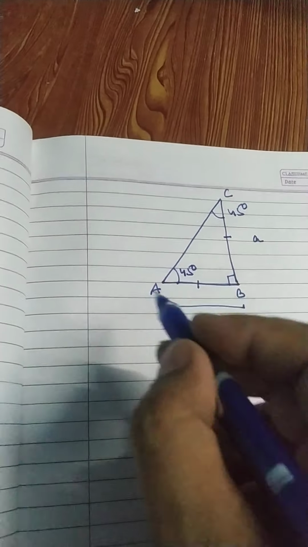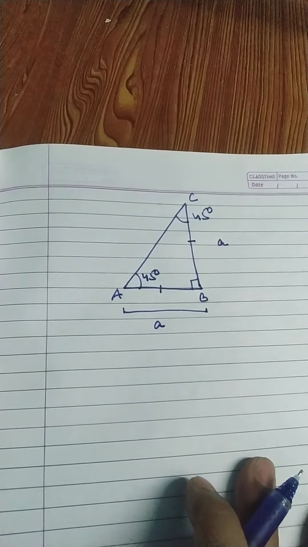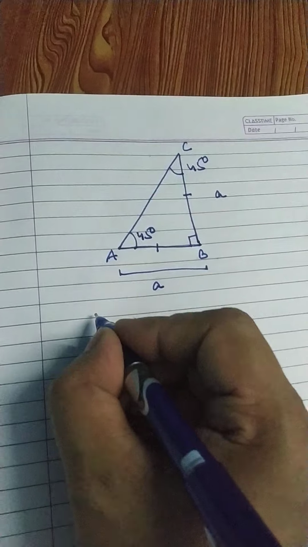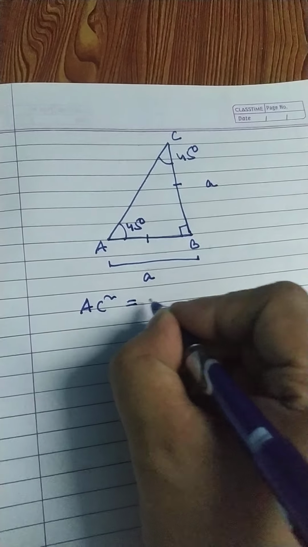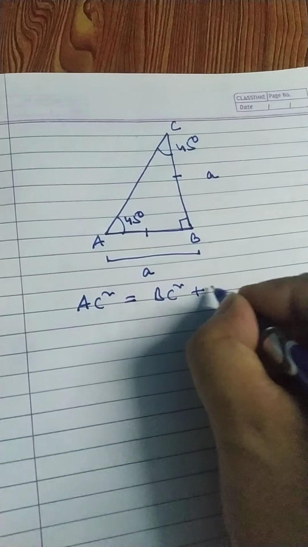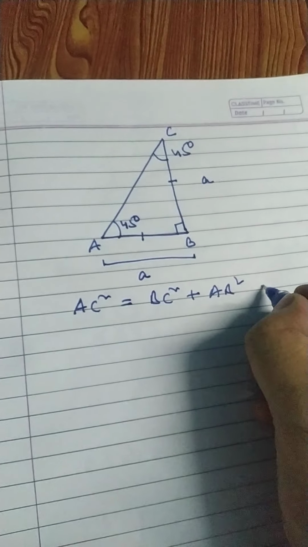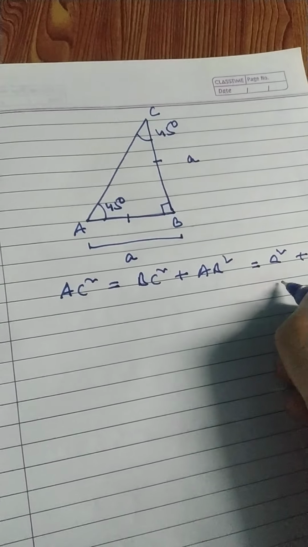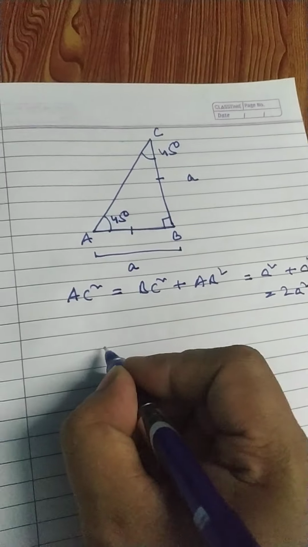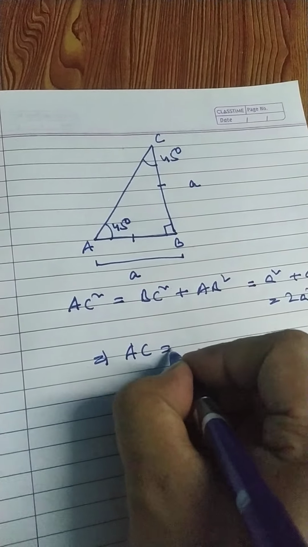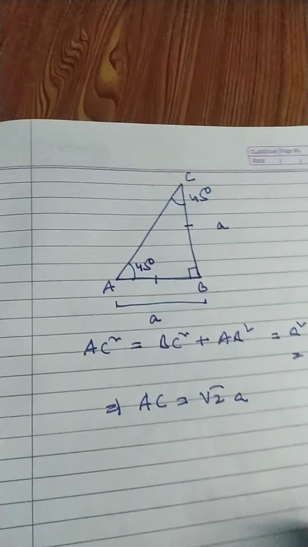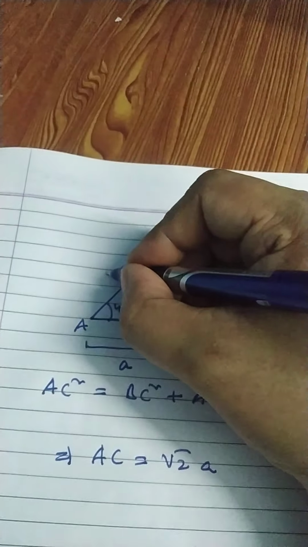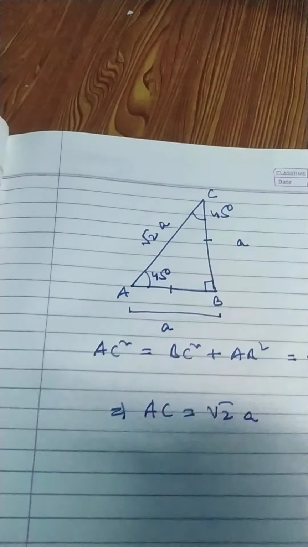In the right angle triangle, using Pythagoras theorem, we get AC square is equal to BC square plus AB square, which is equal to A square plus A square, which is equal to twice A square. It implies AC is equal to root 2A. So the length of the hypotenuse is root 2A.